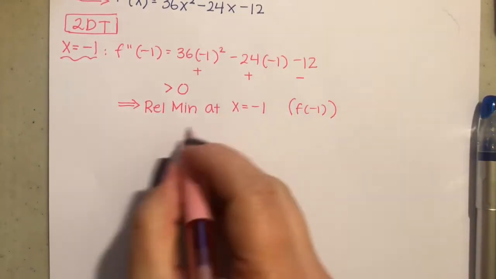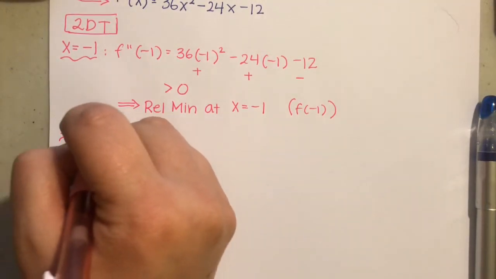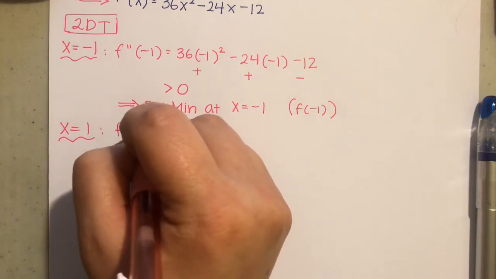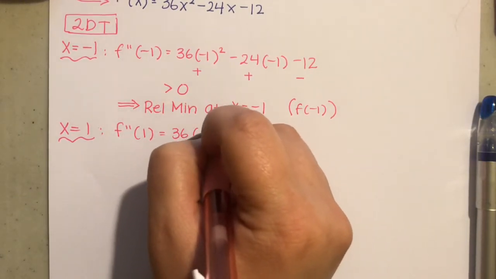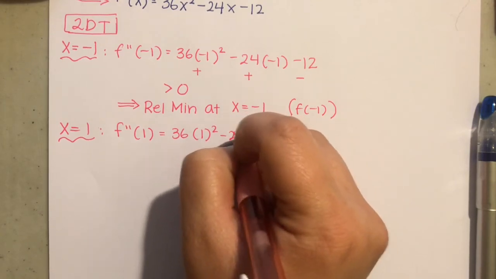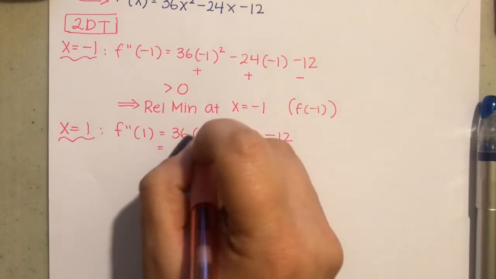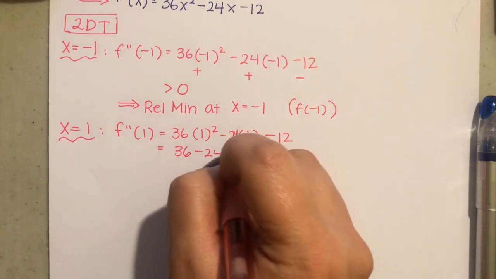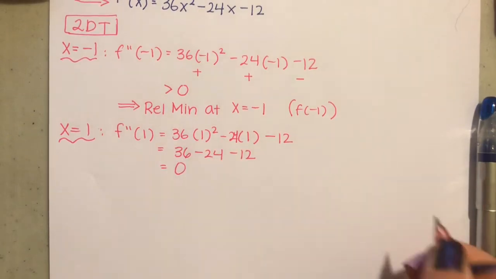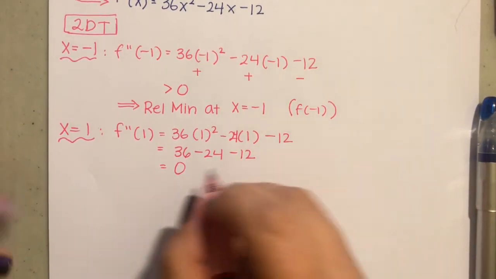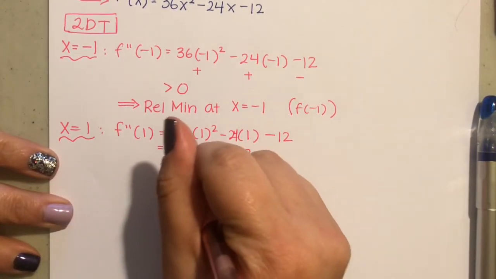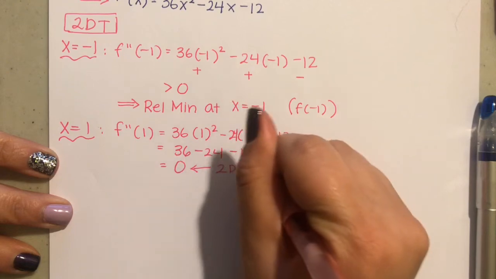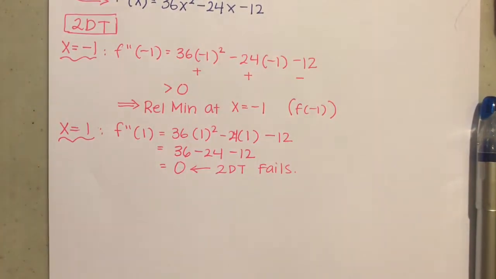Okay? The second thing we want to do is check at x is equal to 1. It's really the same idea. F double prime of 1, we've got 36 times 1 squared minus 24 times 1, 24, minus 12. This is going to be 36 minus 24 minus 12, and we run into a bit of an issue here because we get equal to 0. Now, this is inconclusive, or another way to say it is the second derivative test fails. It doesn't tell us anything in this case. Does that mean you just throw your pen at the wall and you walk away? No, usually what this means is you just take a step back and you apply the first derivative test.